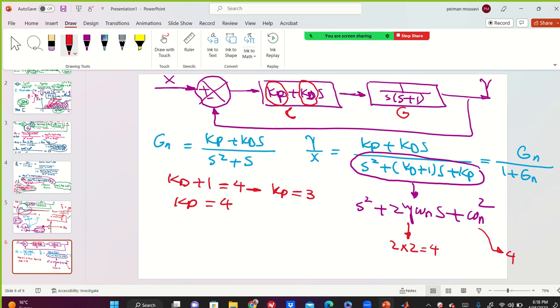Okay, that's it. So, on the other hand, your Y over X for the control system: KP is 4, and this is KD, guys. It's going to be (4 plus 3s) over (s squared plus 4s plus 4).